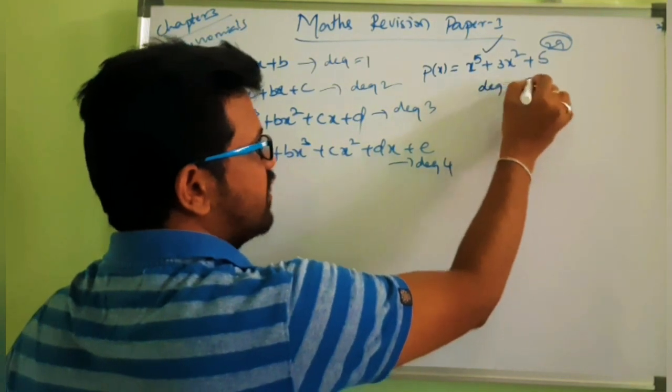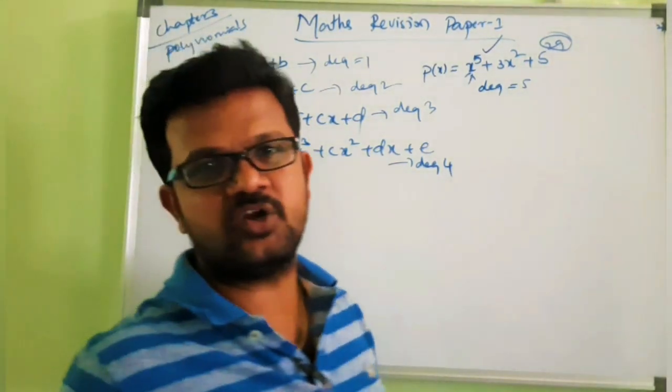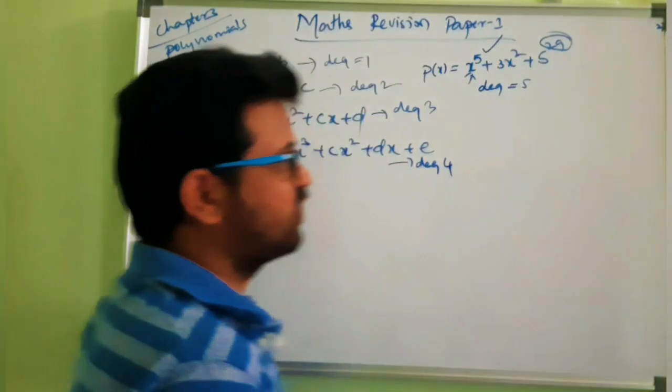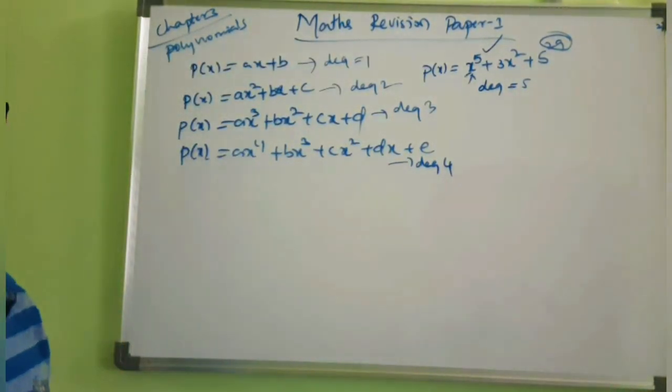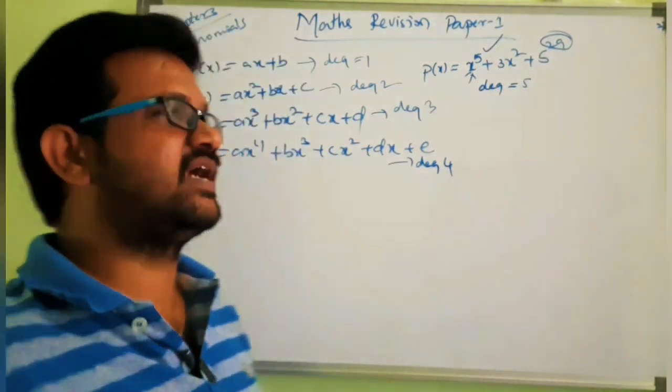Degree here is 5. Variable is x. What is the degree of a linear polynomial? 1. Degree of a quadratic polynomial is 2. Degree of a constant polynomial is 0. Degree of the zero polynomial is undefined.